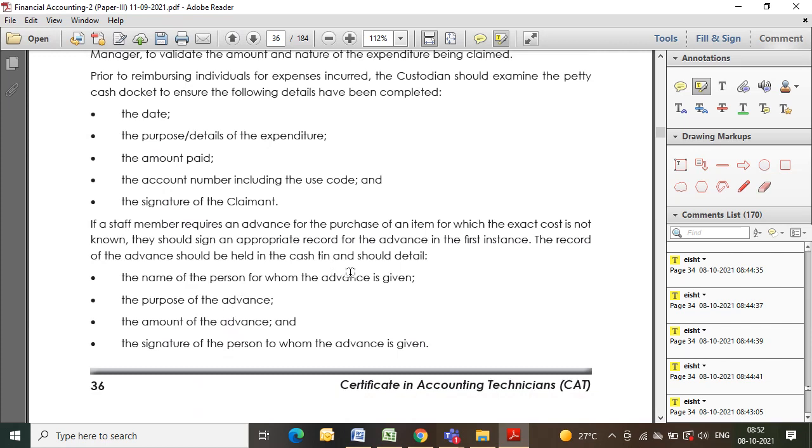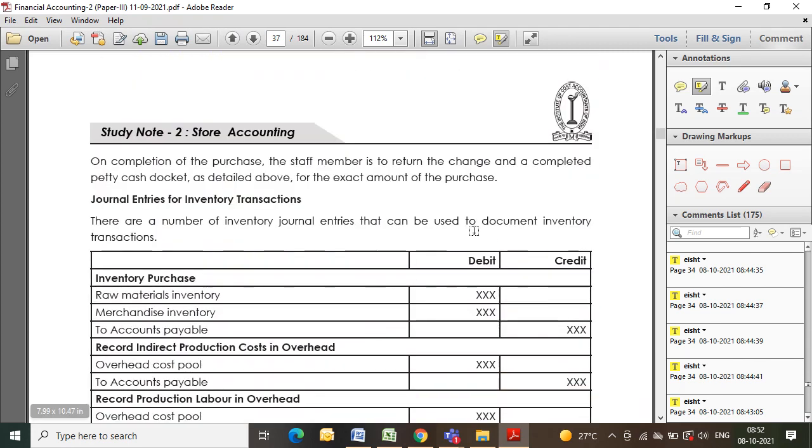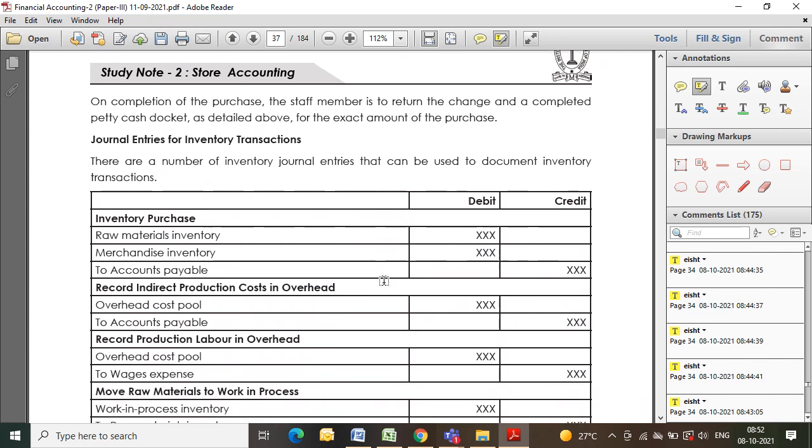Records of advances are held in cash, and this should have the following details: to whom the advance is given, the reason for the advance, the amount of the advance, and the signature of the person also. Now, this is an example of what store accounting is, journal entries.